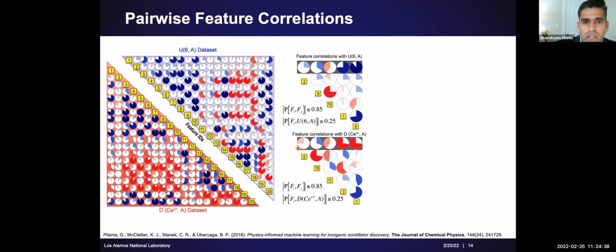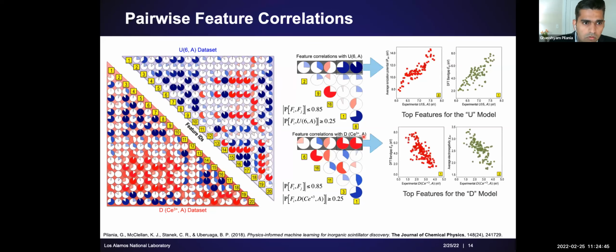When we apply this, in each case, we are left with 5 top features for the U as well as for the D data set. And when you plot scatter plots of the top 2 features in each case for the U and D parameters, you see that there are strong linear correlations for our top 2 features in each case. And so these are going to be really good features. Just by looking at it, one can tell that.